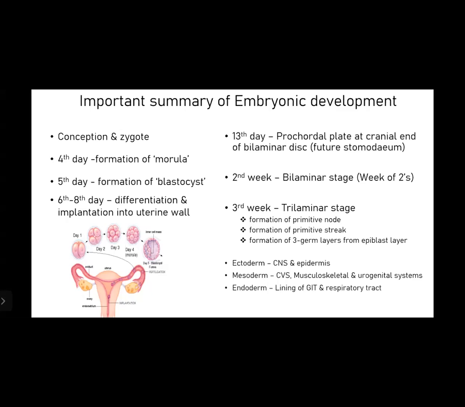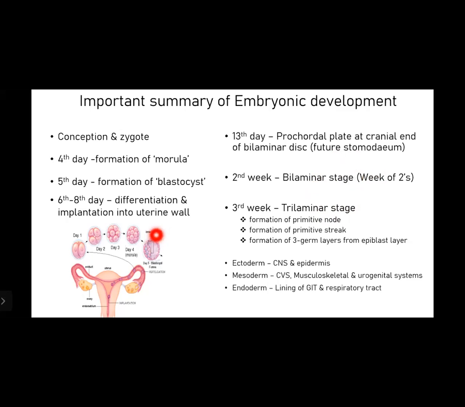So at the beginning of week 2, you refer to that as the bilaminar stage, wherein you have 2 layers of cells. This is also referred to as the week of 2s, because you have the embryoblast, and you have the trophoblast layer around it. The embryoblast gives rise to 2 populations of cells, called the epiblast and the hypoblast. The trophoblast, which is around it, you can see that here.